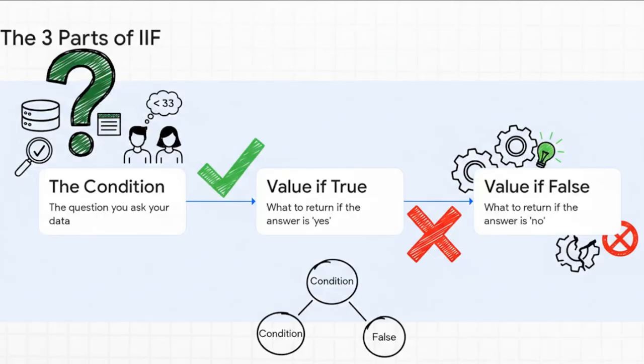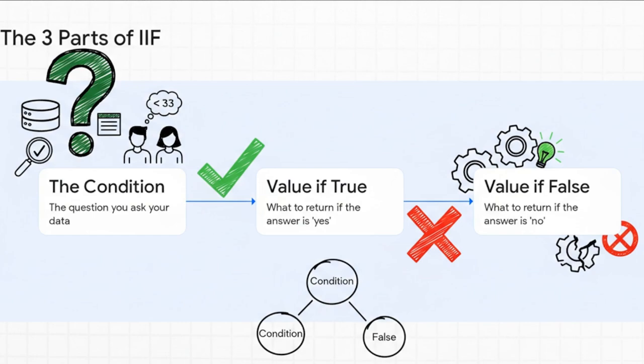So it really just boils down to three simple parts. First, you've got the condition. That's the question you're asking, like, is this person younger than 33? Then there's the value of true, what you get back if the answer is yes. And finally, the value of false, which is what you get if the answer is no. Condition, true value, false value.